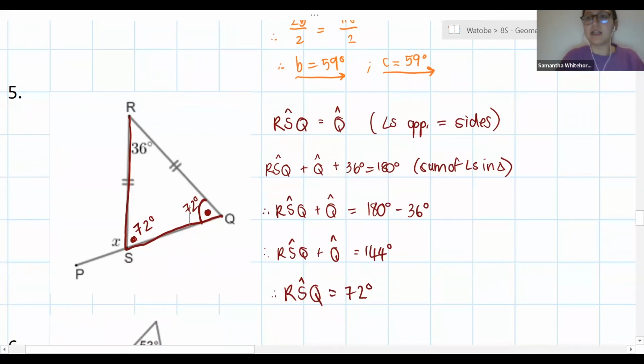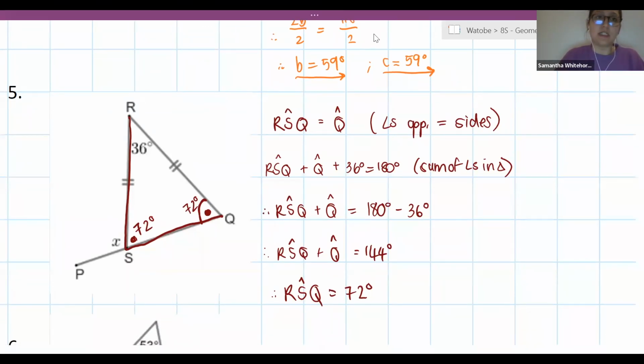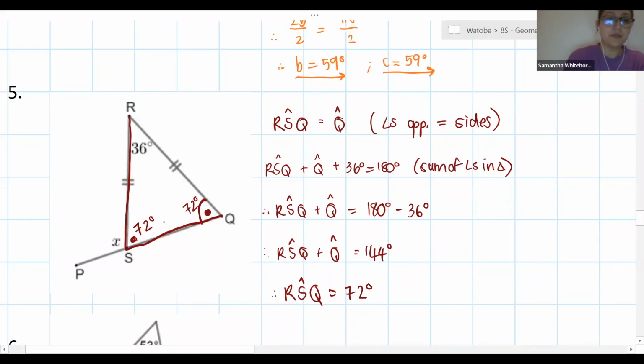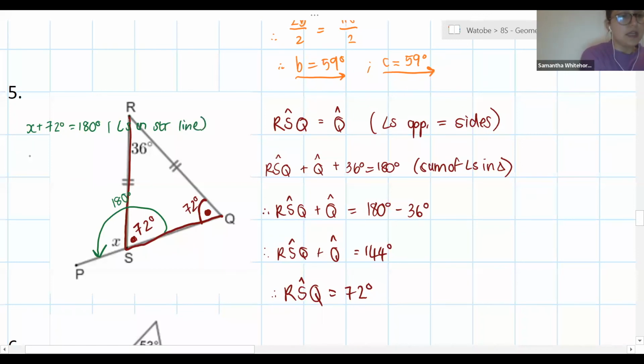Okay, so guys, what we can now do is find x quite easily. Now you've got two options. Option one is to use angles on a straight line, because you know that must be equal to 180 degrees. That's absolutely fine. I would probably use that one myself because I don't often see exterior angles of a triangle, but completely up to you. I'm going to do it on the side here. I know that x plus 72 degrees must give me 180 because of angles on a straight line. And so therefore x is equal to 108 degrees.